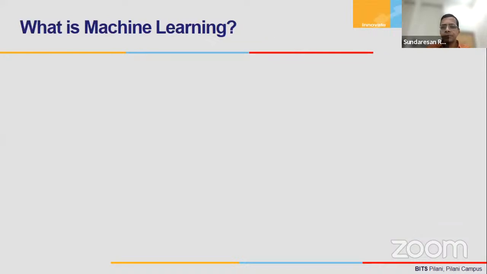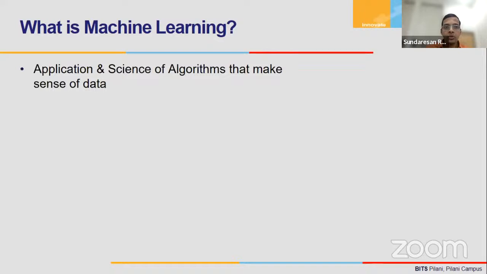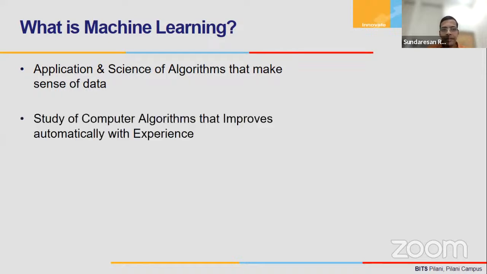So what exactly is machine learning? It refers to the application and science of algorithms that make sense of data. Or in other words, you can say it is the study of computer algorithms that improve automatically with experience. So that is what we mean by machine learning.